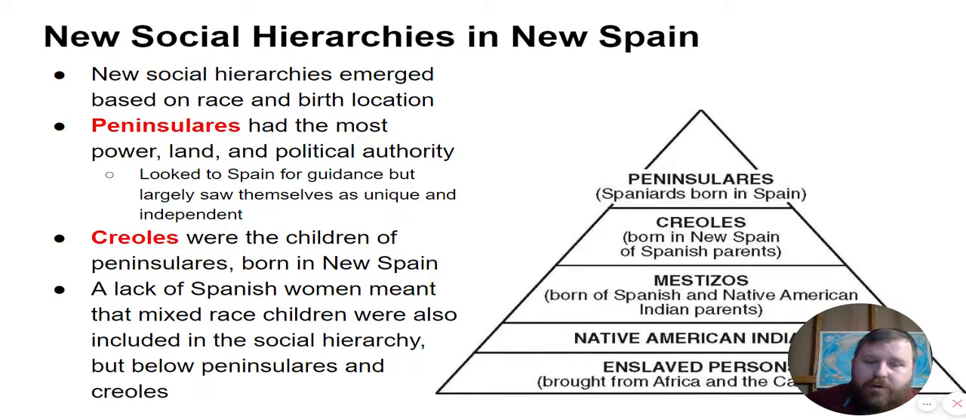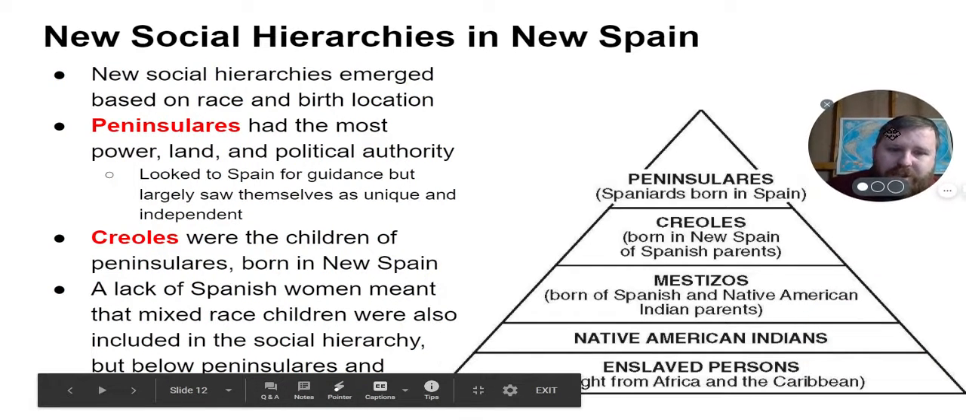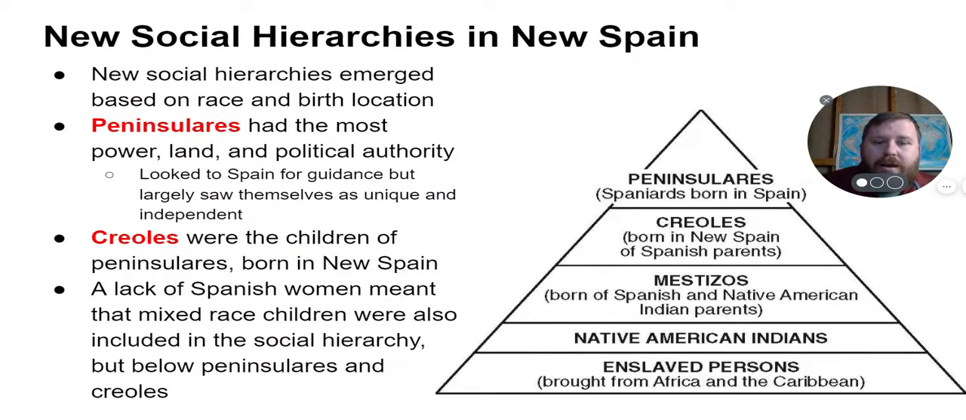So we have what are called mestizos, which were born of Spanish and Native American Indian parents. And so if you had partial Spanish heritage, partial Native heritage, then you would be in this mestizo class. Now, this was seen as being below the others because the natives were not considered to be in the same social class as the Spanish were. So if you're of mixed heritage, you're in this mestizo class, right?